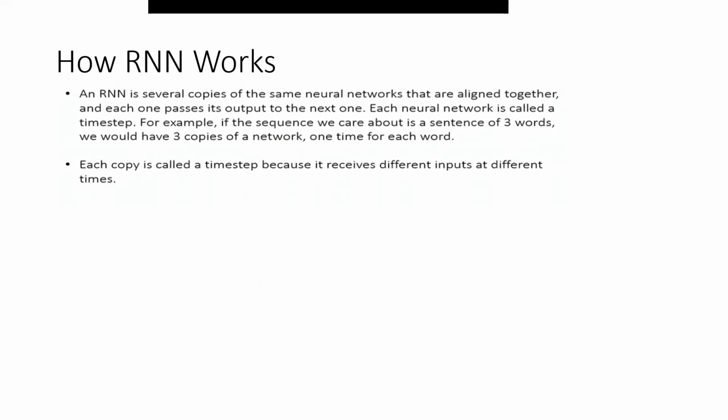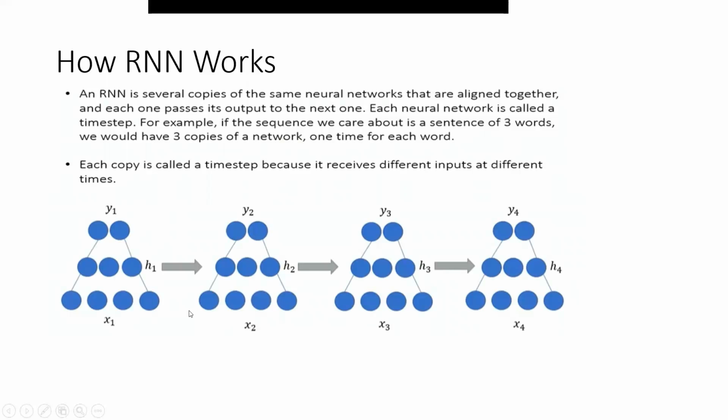So what does an RNN do? An RNN has several copies of the same neural network that are aligned together, and each one passes its output to the next one, right? Just taking an example over here. This is my one neural network, right? This is an input, this is my hidden layer, and this is an output. And x1, x2 and x3 are my different inputs.